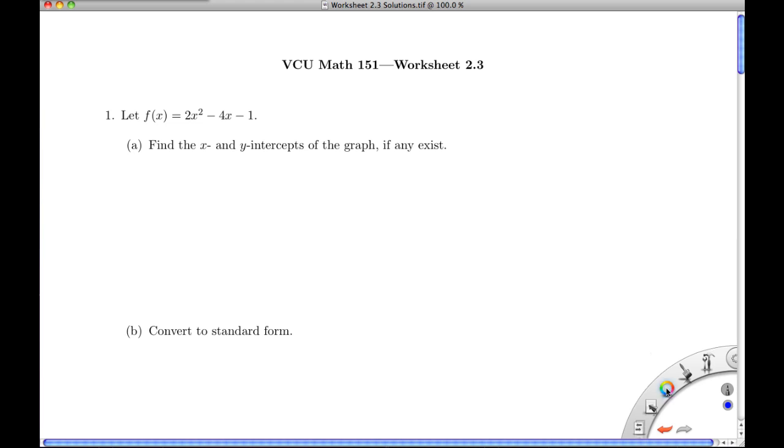Hey everybody, so these are the solutions to the worksheet 2.3 on quadratic functions. In number 1, we've got a quadratic function 2x squared minus 4x minus 1, and we're asked a few things.